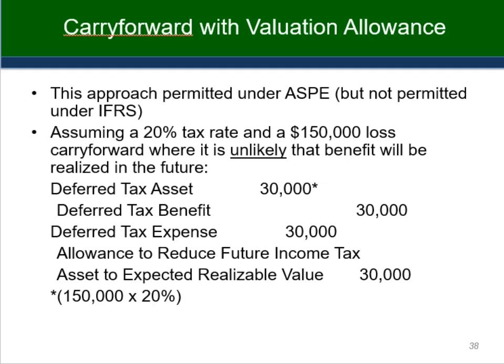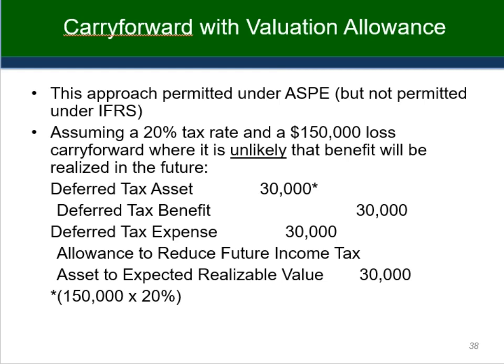We may set it up with a valuation allowance under ASPE, but that's not permitted under IFRS. So in the example shown here, we're assuming a 20% tax rate on a $150,000 carryforward where it's unlikely that the benefit will be realized in the future. We would set up the deferred tax asset as if the whole thing was recognizable. So we would set up a deferred tax asset of $30,000 because that's 20% of $150,000, and the deferred tax benefit would be recorded, and then we would offset it with a deferred tax expense and an allowance to reduce the future income tax asset to expected realizable value.